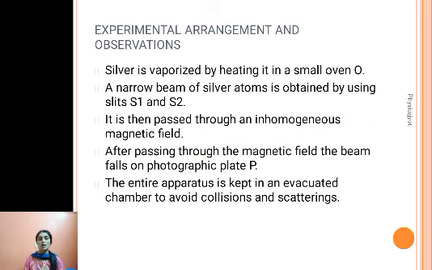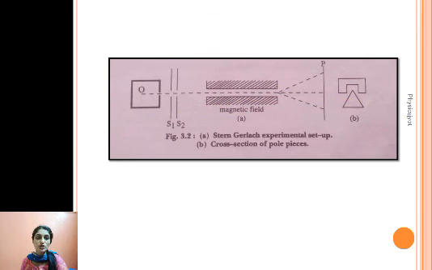So, how is the experimental arrangement and what are the observations for this experiment? The experimental arrangement looks like this. Here you can see an oven where we vaporize silver atoms. I will be telling you why we have selected silver atoms later on. S1 and S2 are the slits. They are used so that we get a collimated beam of silver atoms, or you can say one silver atom at a time.